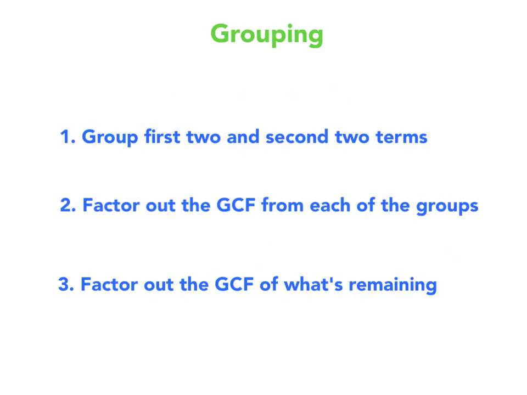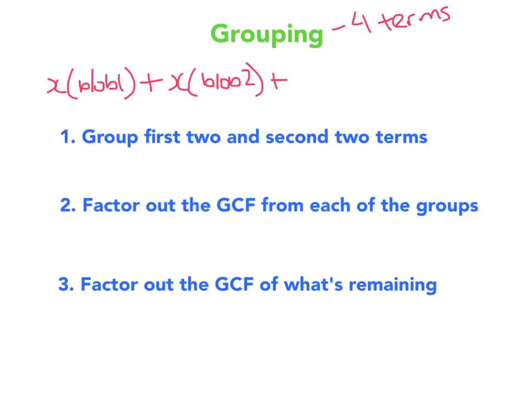Another useful tool for factoring is grouping. Grouping usually works best when there are four terms and when they look something in the form of x times a blob, we'll call that blob 1, plus x times a different blob, we'll call that blob 2, plus y times blob 1 plus y times blob 2. And here the blobs just represent any polynomial.